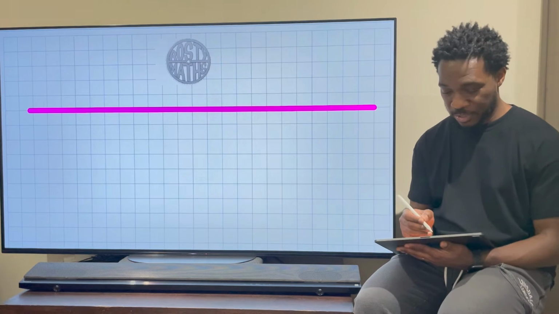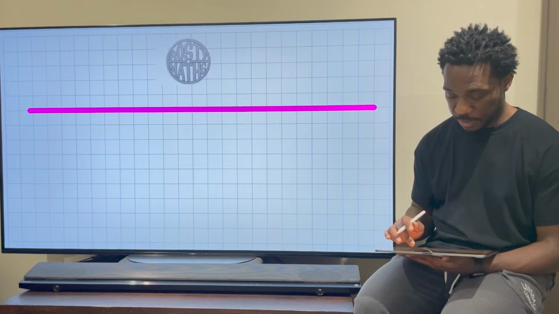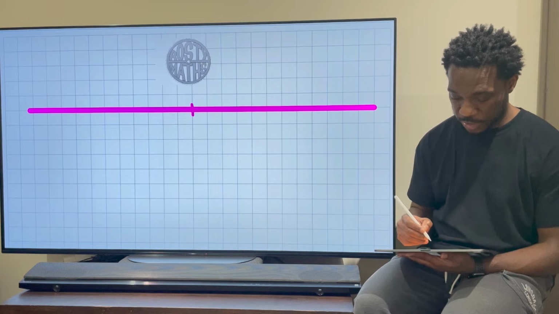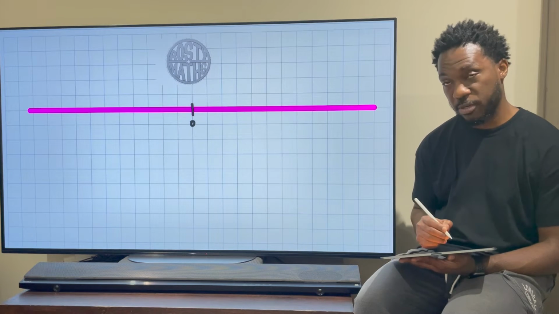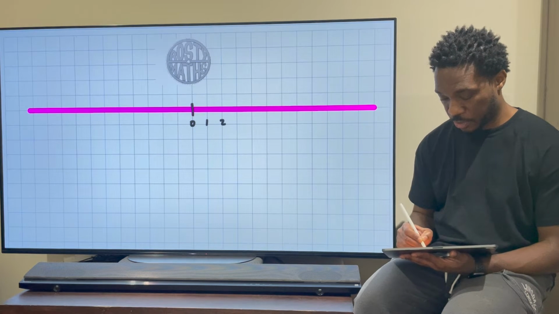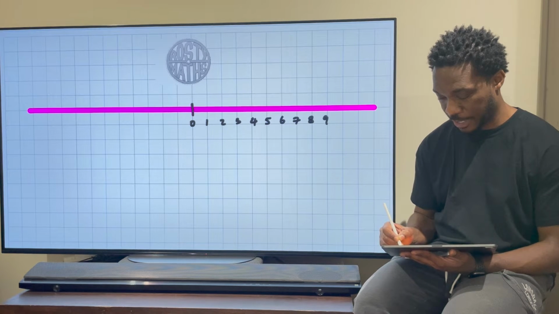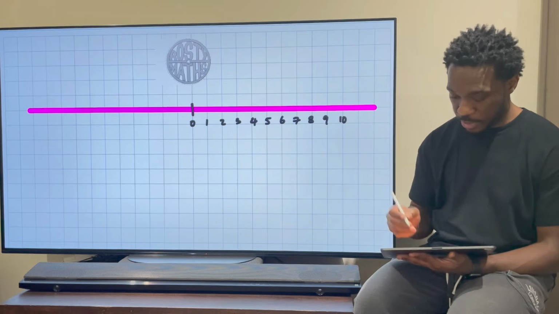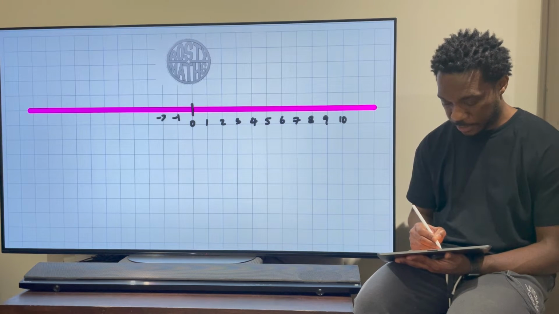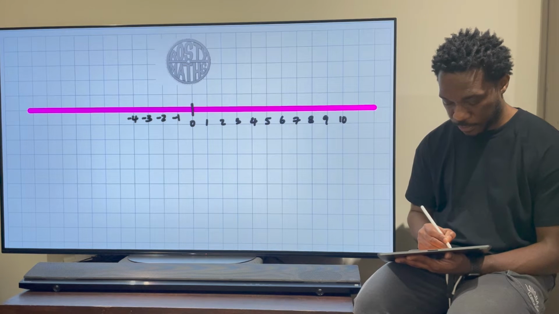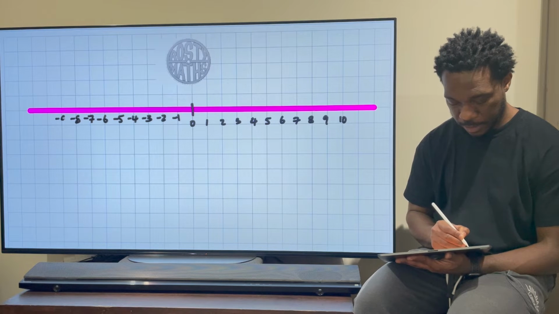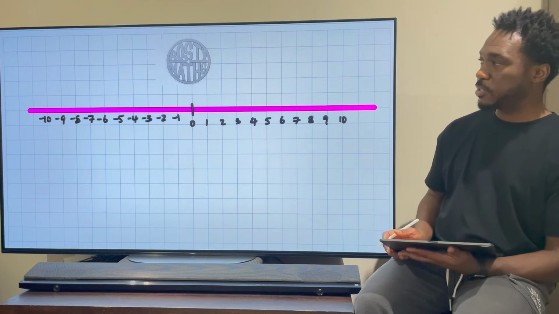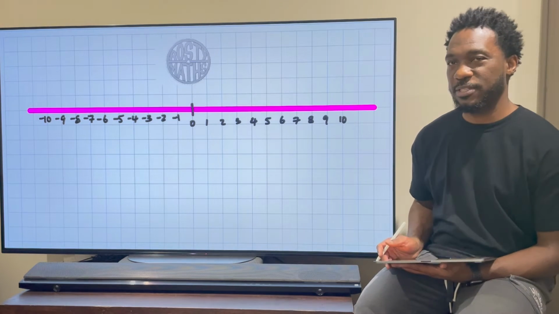And then what I'm going to do now is put some numbers on this line. It will be numbers you've seen before. So let's change the color on there. That's going to be where my 0 is. And then I'm going to go 1, 2, 3, 4, 5, 6, 7, 8, 9, and 10. And then going the other way, negative 1, negative 2, 3, 4, 5, 6, 7, 8, 9, and 10. All right, so those there, I've got my negative numbers and my positive numbers.